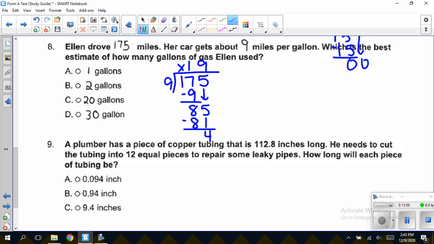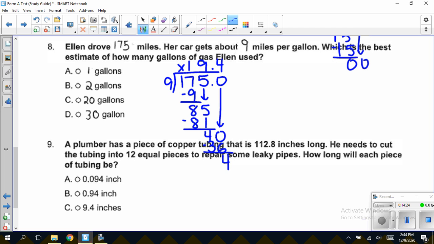If you wanted to, you can continue on your division problem by adding a decimal and a 0. Bring your decimal straight up, drop your 0. So now 9 can go into 40, that would be 4 times, which is 36. Subtract. And you see that you're going to keep getting 4 if we would continue this problem on.